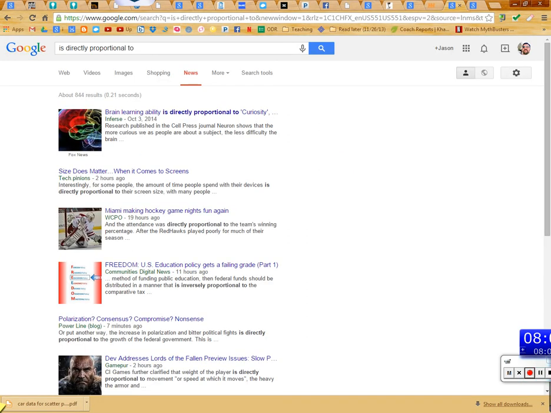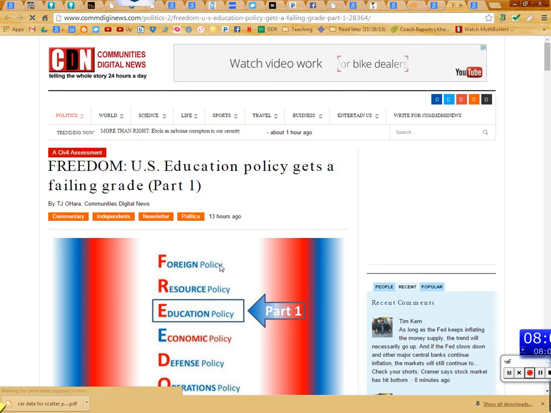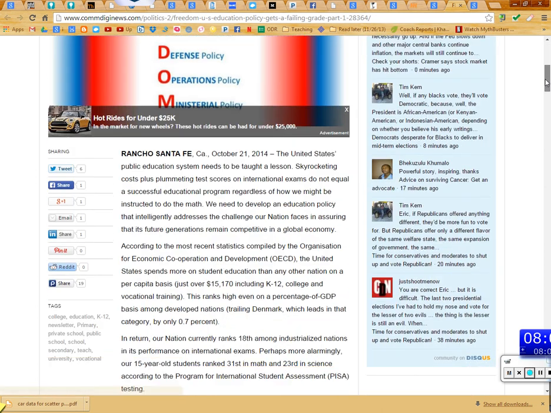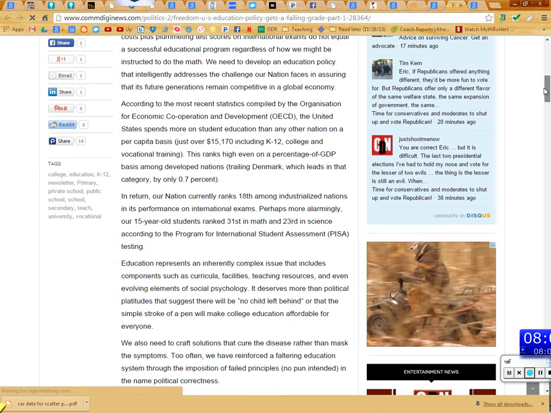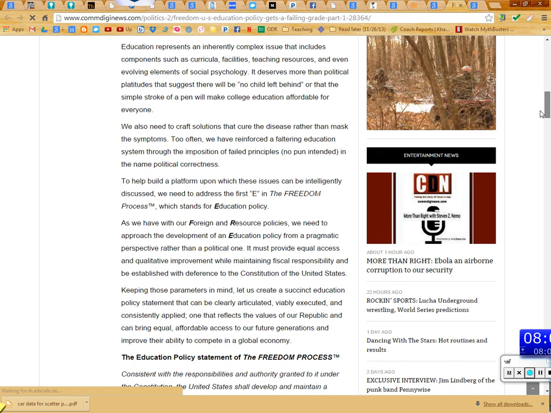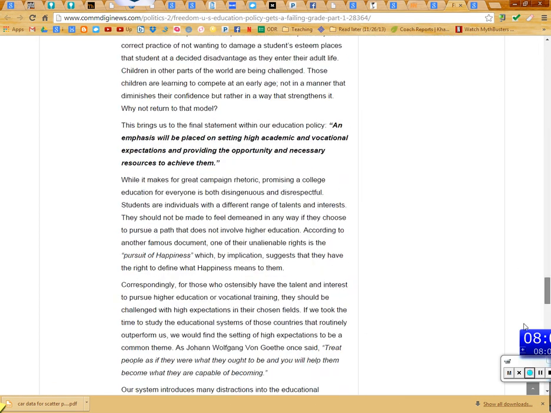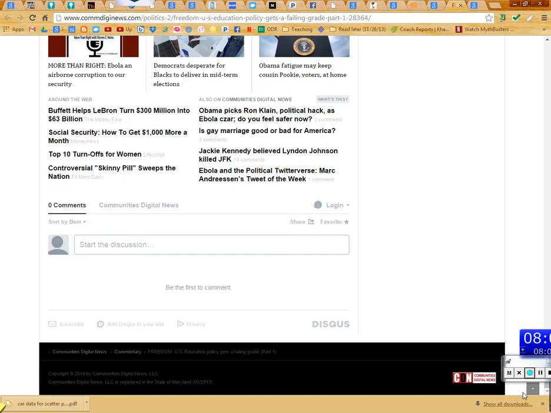Let's look at this one. Inversely proportional. Federal funds should be distributed in a manner that is inversely proportional to comparative tax. I don't know. What does that say? Uh-oh. The views expressed on this website are not necessarily those of me or the school. I don't even know where to find that sentence. Goodness me. Never mind. I don't know what that sentence was.